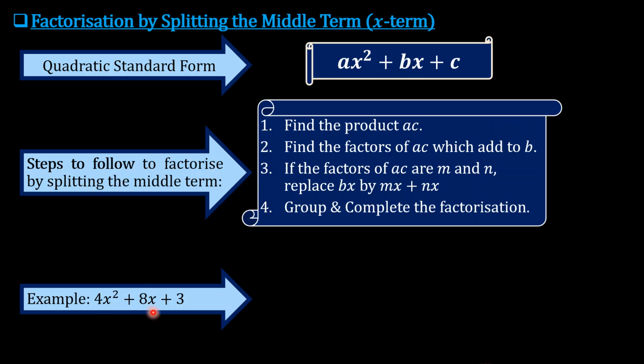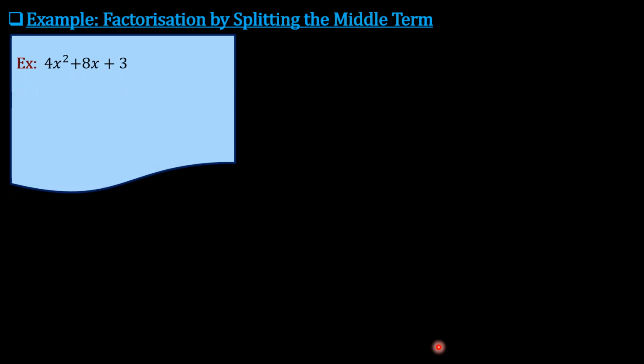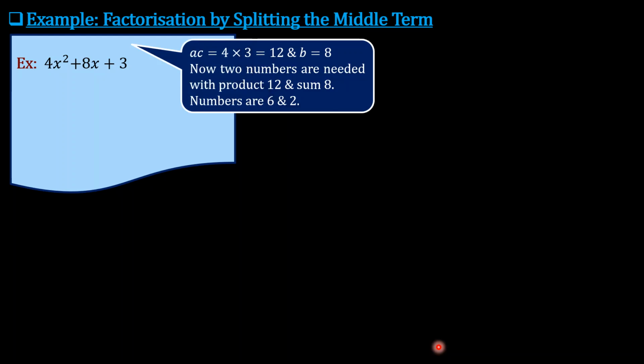Example: 4x square plus 8x plus 3. So we see AC equal to 4 times 3. So A and C, like this, we find the product as 12 and B equal to 8. Now we need two numbers with product 12 and sum 8. So numbers are 6 and 2. So here is the example 4x square plus 8x plus 3. We see AC equal to 4 times 3 equal to 12 and B equal to 8. Now two numbers are needed with product 12 and sum 8. So numbers are 6 and 2.